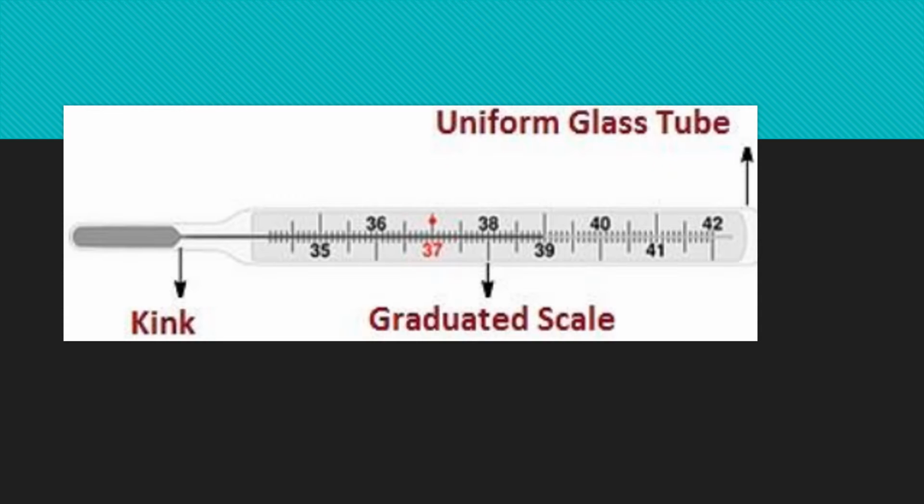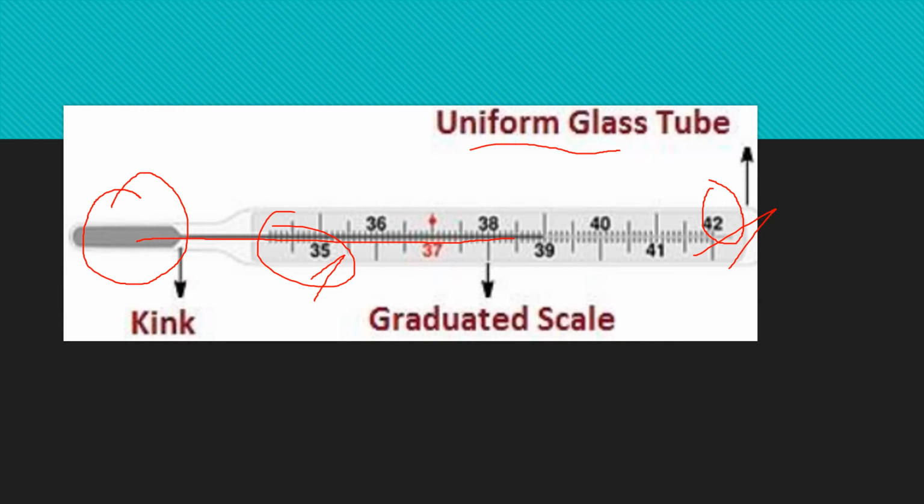This is a clinical thermometer, and you can see that it is made up of a uniform glass tube, and there is a bulb at one end that is filled with mercury. While measuring temperature, the mercury level will rise up and will indicate the correct temperature. The temperature range of a clinical thermometer is usually from 35 degrees Celsius to 42 degrees Celsius, because average human body temperature does not go below 35 or above 42. That is why clinical thermometers are designed in this particular range.